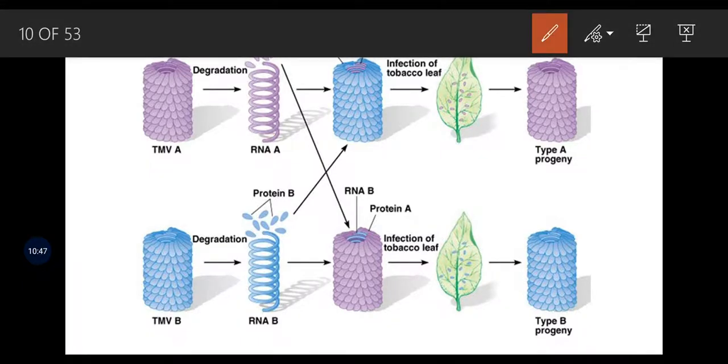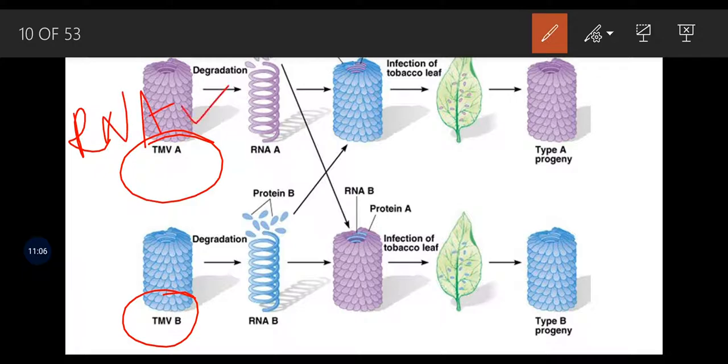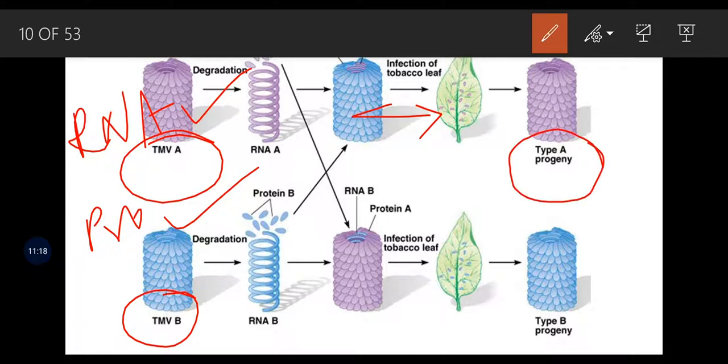Here, two strains of TMV were taken, strain A and strain B. By degradation or fragmentation, they isolated RNA and protein separately. For the experimental purpose, they mixed RNA of strain A and protein of strain B, and injected it into the plant leaf. Then they got type A progeny, that means strain A was expressing because its RNA was present.